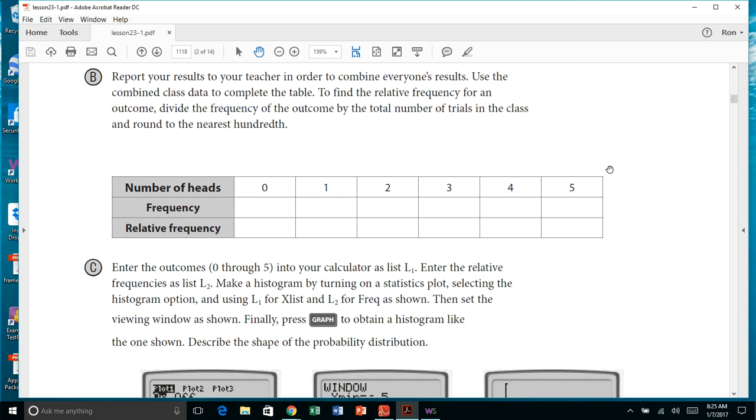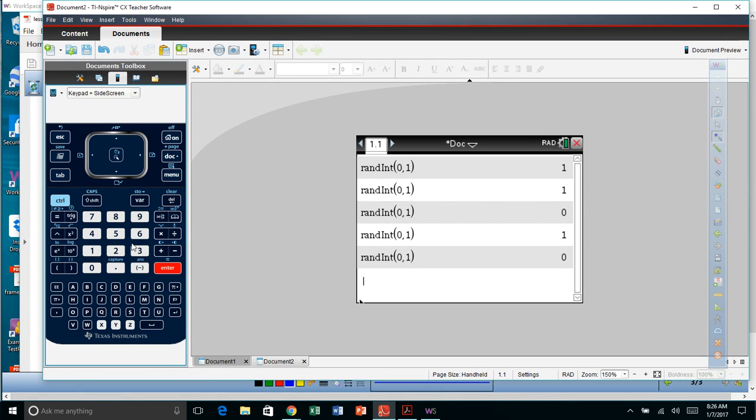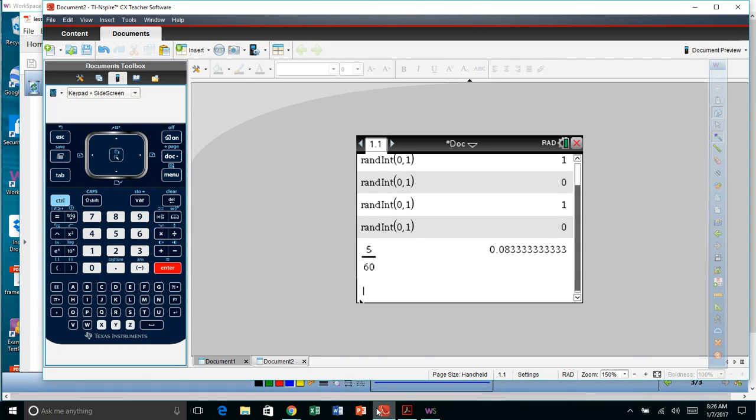All right. Let's see. I have a total of 60 students, so we'll have that between the two classes. And let's see, we got 5, 9, 18, 16, 7, and 5. Now let's see, 5 divided by 60 is 0.08, and we can try that in a calculator. 5 divide 60, control enter, and I got 0.08.